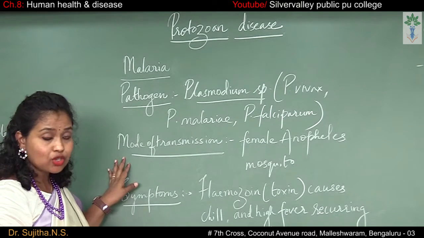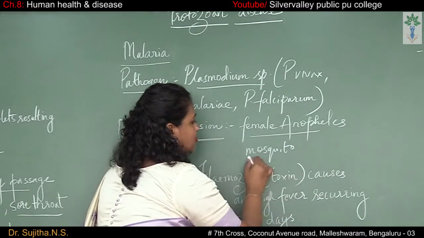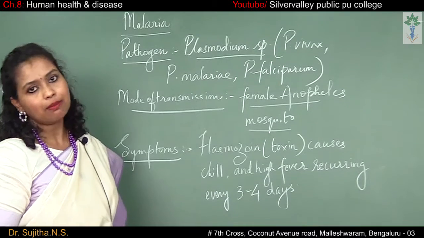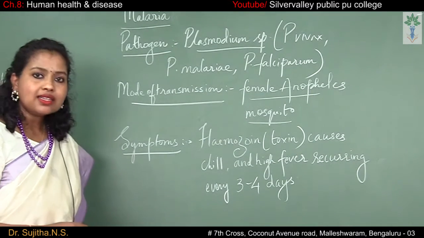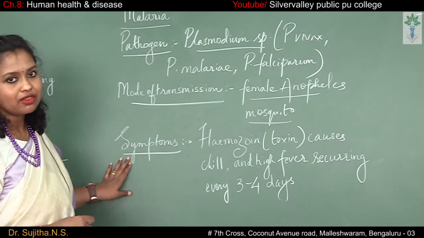Now what are the modes of transmission? The mode of transmission of malaria is with the female Anopheles mosquito. So the female Anopheles mosquito transmits the malaria. What are the symptoms which develop in an individual infected with malaria?